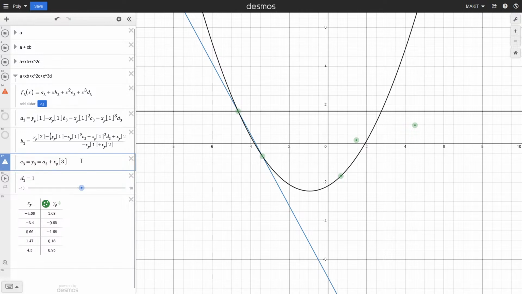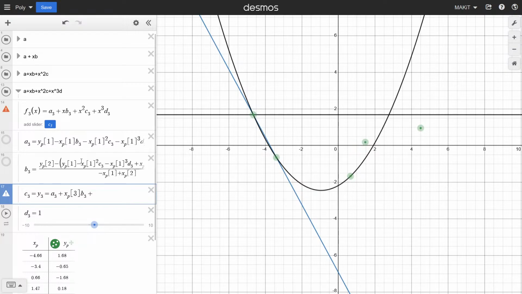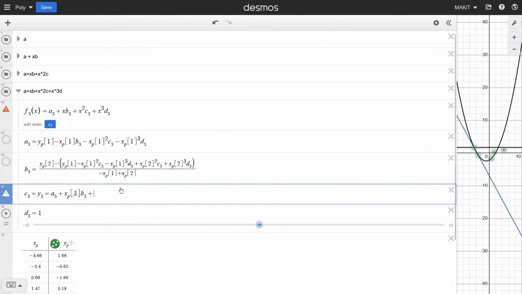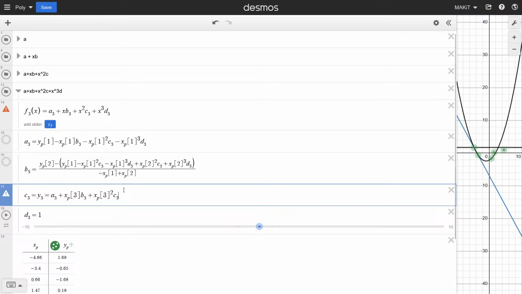xp3 b3 plus, actually no, there we go, b3, let me also widen this a bit, plus xp3 c cubed c3 plus x3 cubed d3. Okay, so we start with this. Now what? Well, now what we do is we first start by replacing a with the a.